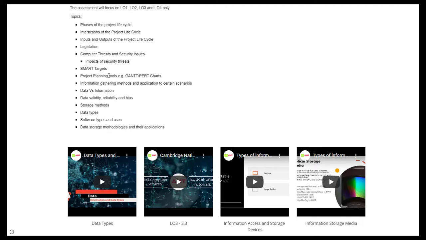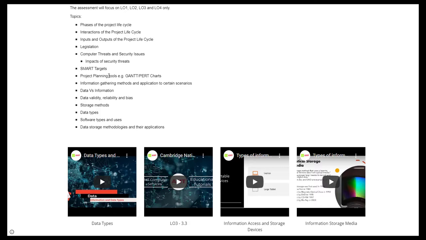You need to understand the terms data validity, data reliability and data bias and how they can lead to certain outcomes. You need to understand the different storage methods and be able to recall which storage method might be used for which scenario and which situation. So why might it be good to put something on the cloud over a hard drive for one person but not for another. You need to understand all the data types from LO3 that we've been working on.